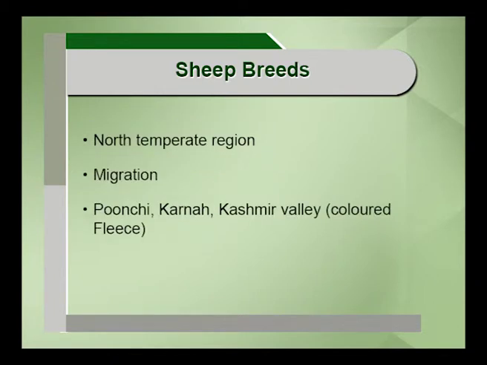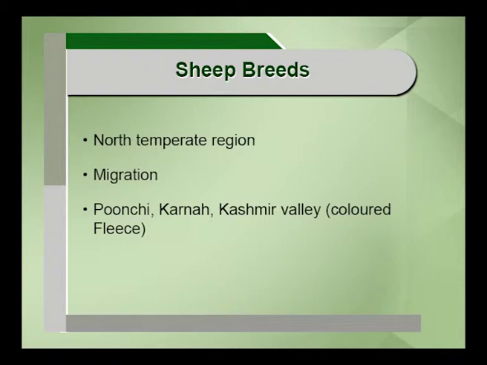As far as the breeds are concerned, in the north temperate region, migration is a very important activity in sheep breeding and sheep management. The breeds in the Kashmir region are Poonchi, Karnah, and Kashmir Valley; these are the important sheep breeds in the Kashmir Valley.